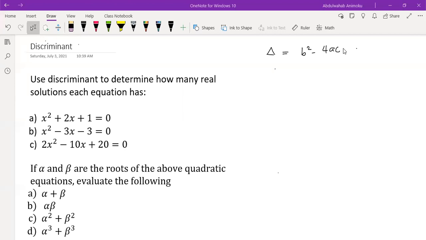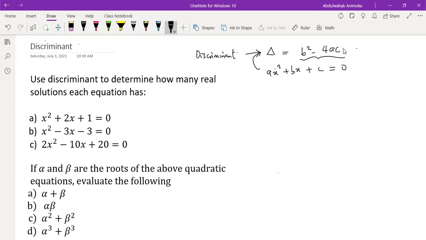Now, before we delve into the problems, we need to understand what the discriminant is. For a general quadratic equation, which is ax squared plus bx plus c equal to 0, this is what we call the discriminant. So the discriminant is b squared minus 4ac.